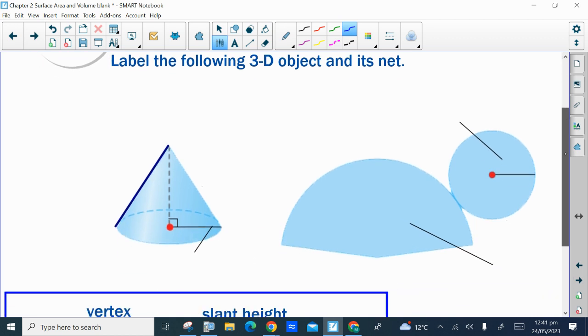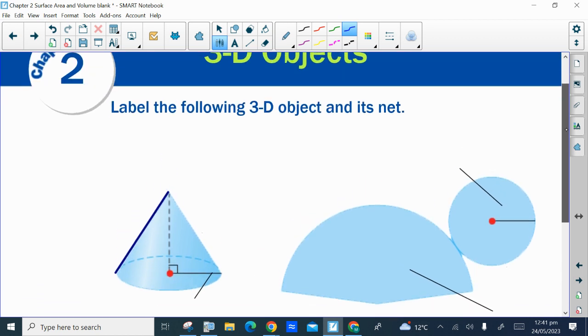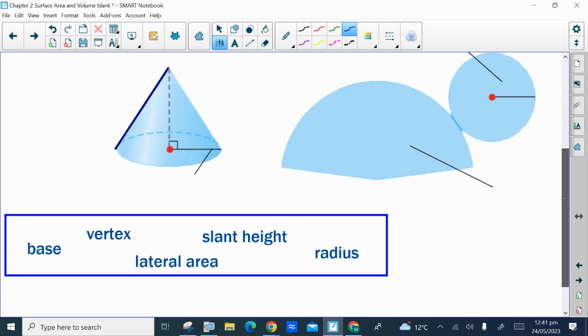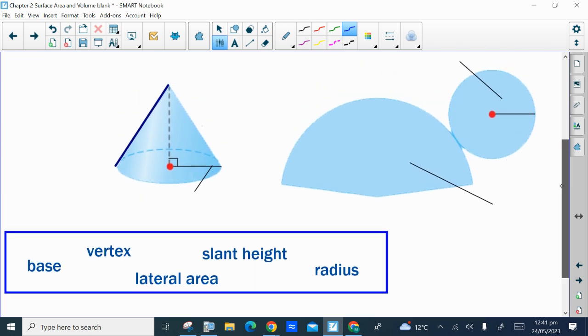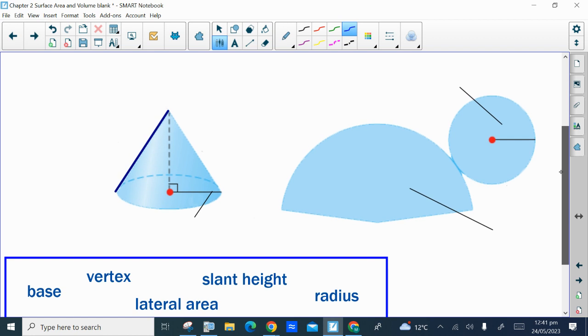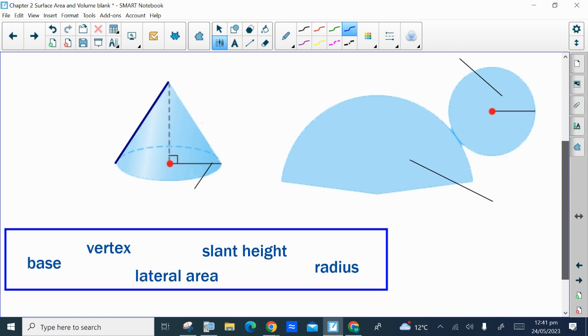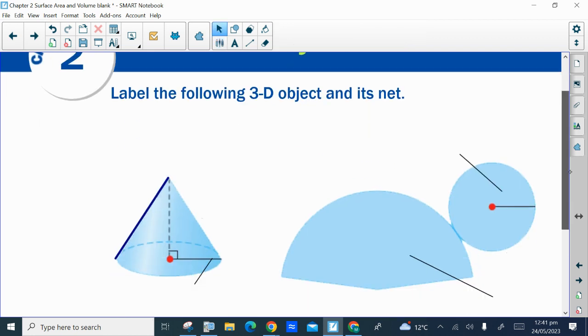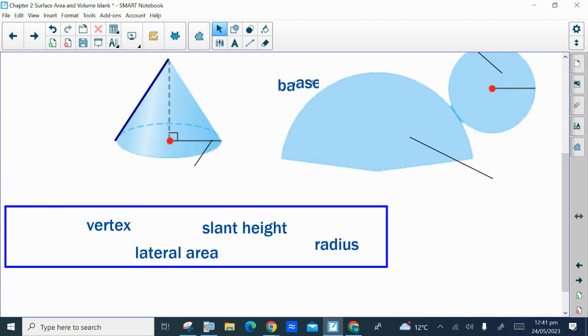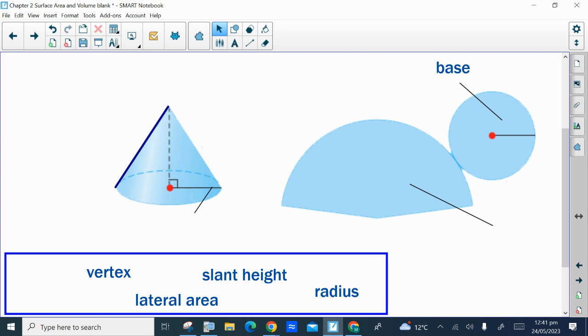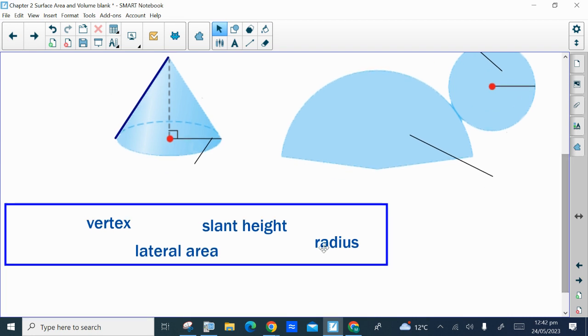So this next one, we've got a cone, and we want to label the following 3D object and its net. Okay, and its net. Well, the base is circular. So this would be the base. It's a circular shape. And it has a radius. The radius is a distance from the middle to the outside of the circle.